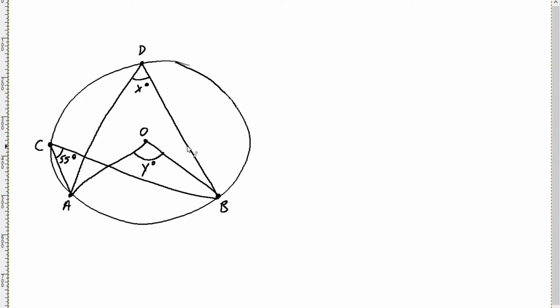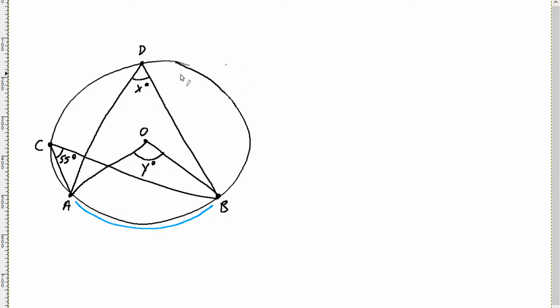So we're going to use a couple of properties here, and the first one being we've got an inscribed angle, and we've got an arc, a minor arc between A and B right here. And so we can say that ACB is subtended by that arc, and ADB is subtended by the same arc.